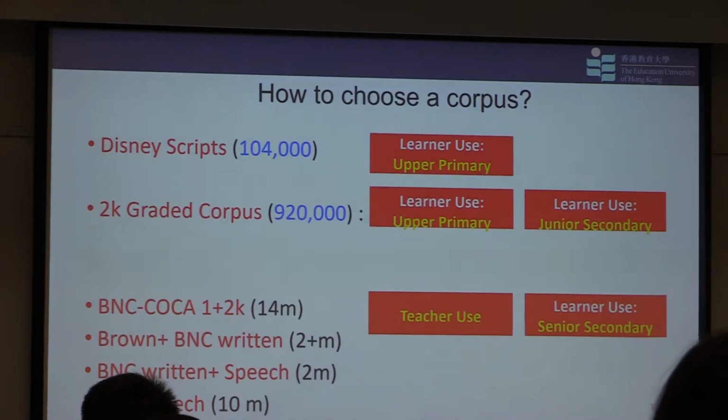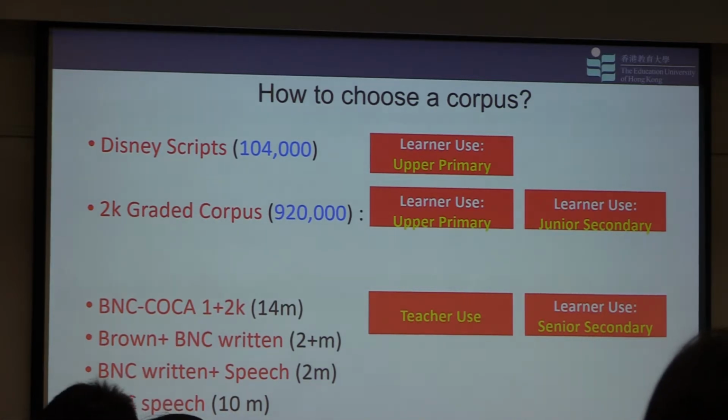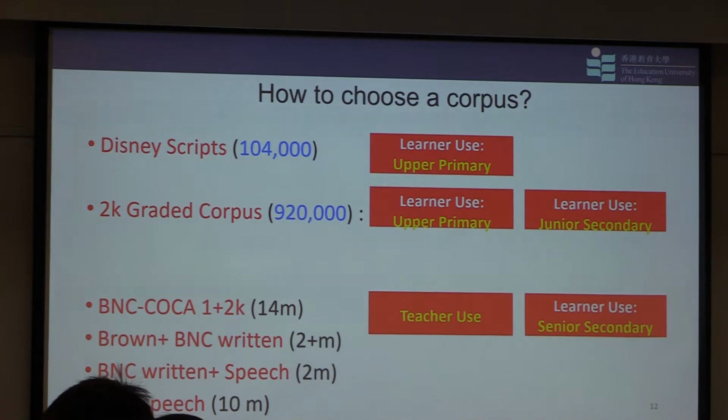For upper primary students, if you're going to make your students search in a corpus, we suggest you choose an easy corpus. So Disney scripts. It contains only about 100,000 words. Usually it contains subtitles from Disney movies, right? So easy to understand, cartoon movies, okay?